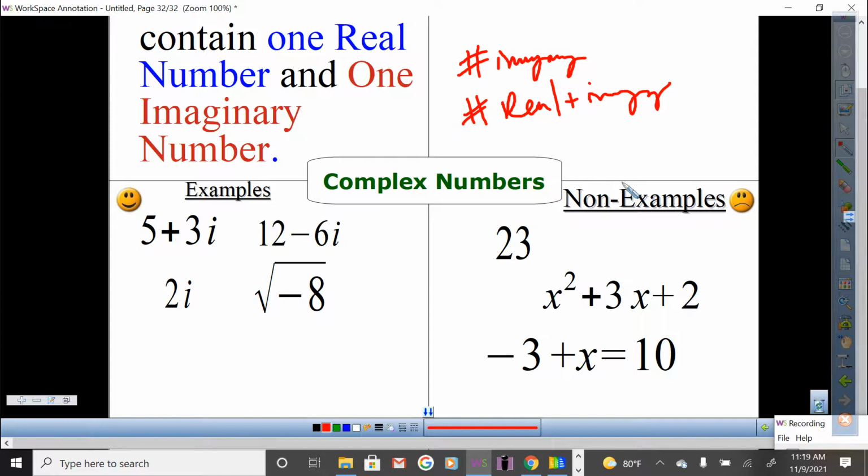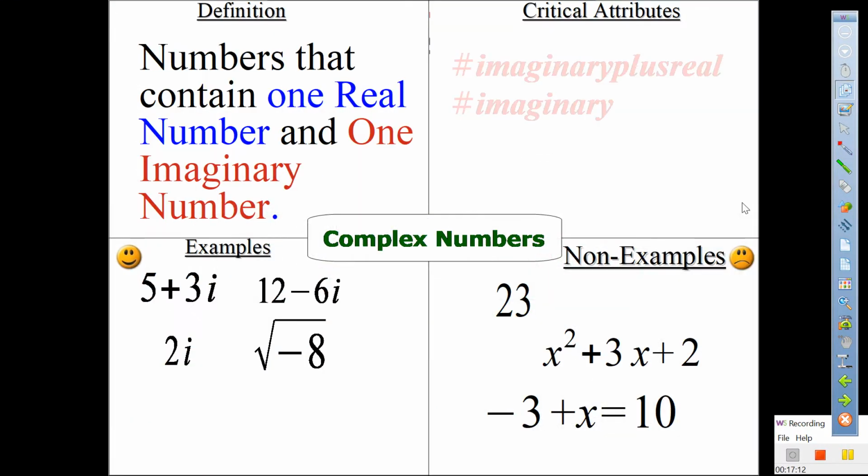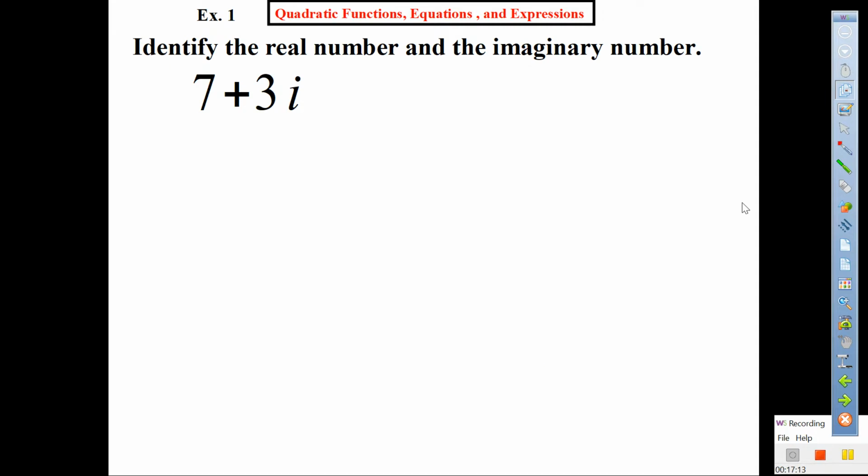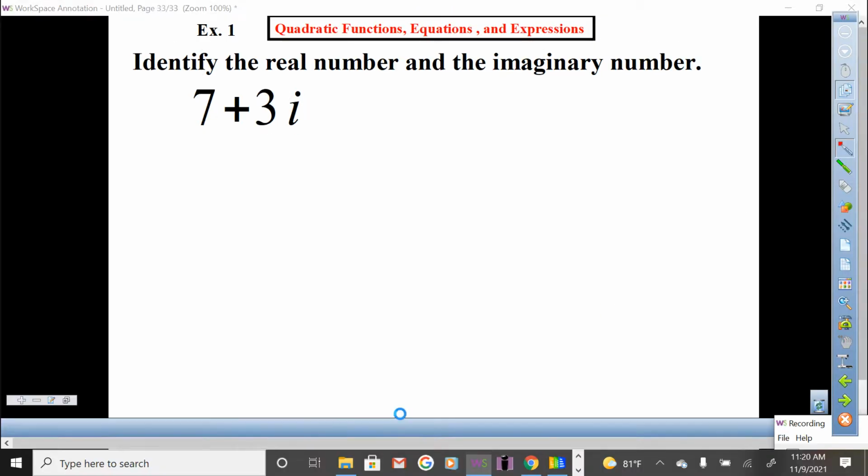Alright. Enough tomfoolery, let's move on. Example number 1. Copy this one. It says identify the real and the imaginary number. This is just to clarify, to make sure we understand what we're looking at. Now for real numbers, I'm going to use the color blue. And for imaginary, I'm going to use the color red.